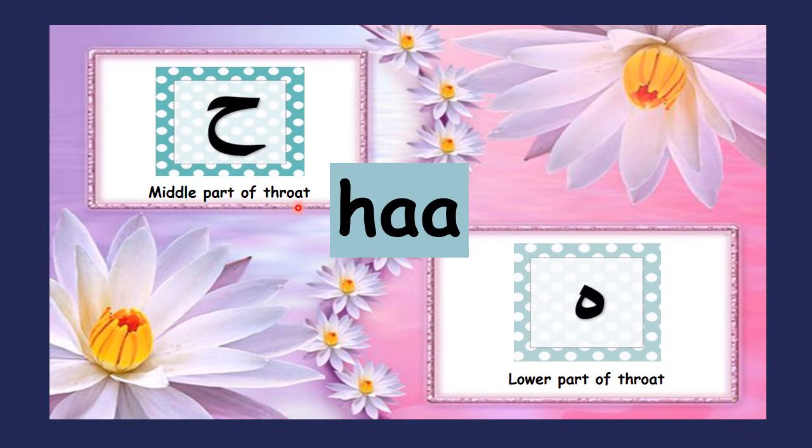Ha has a clear sound. Read Ha with clear sound. Ha is pronounced with the middle part of the throat. Ha. While Ha is pronounced with the lower part of the throat. Ha.